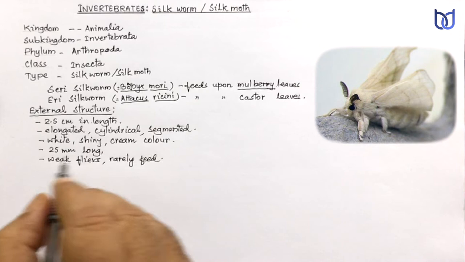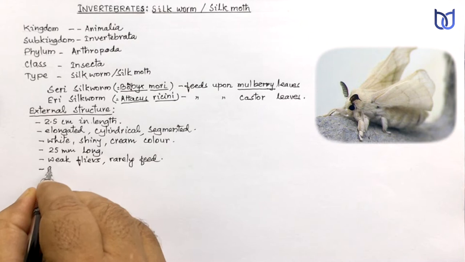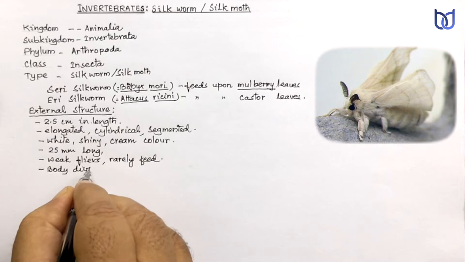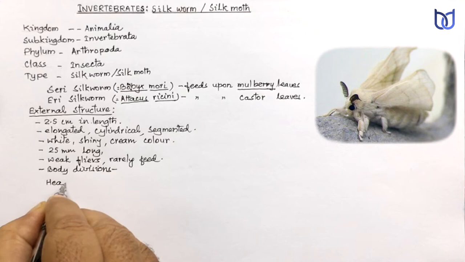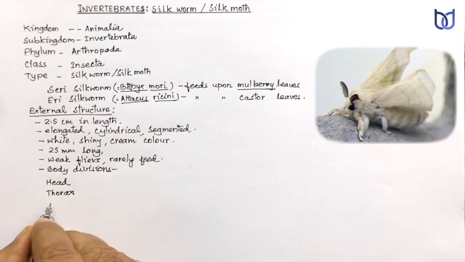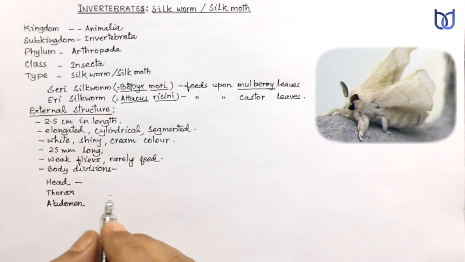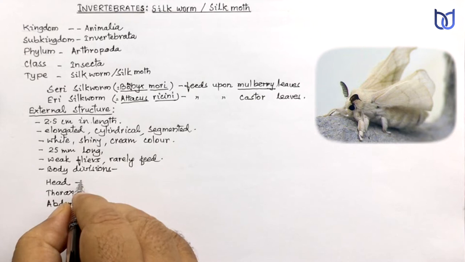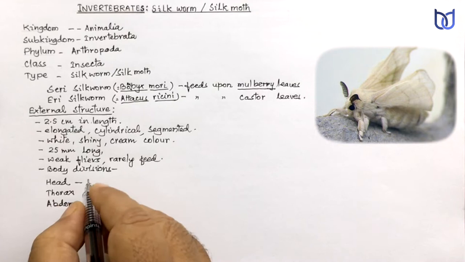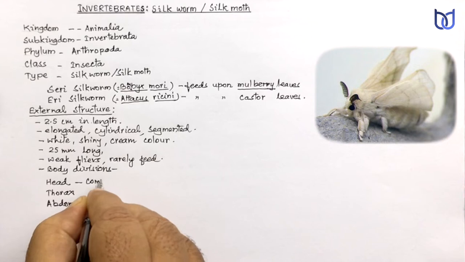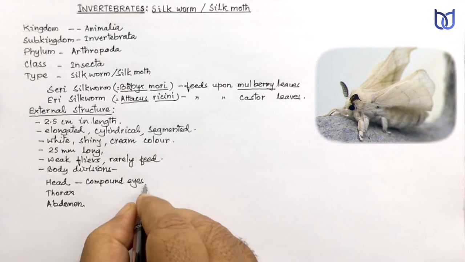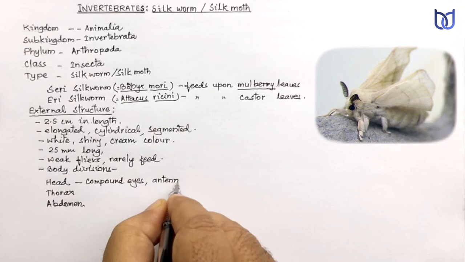The body of silkworm can be divided into three different parts. We say body has three divisions. These are head, thorax, and abdomen. The anterior head is small and hemispherical. Rounded, it contains a pair of compound eyes, a pair of small, jointed, hairy antennae, and reduced mouth parts.